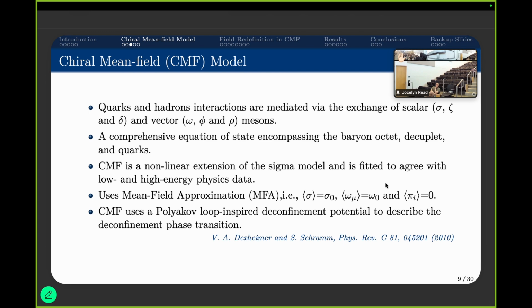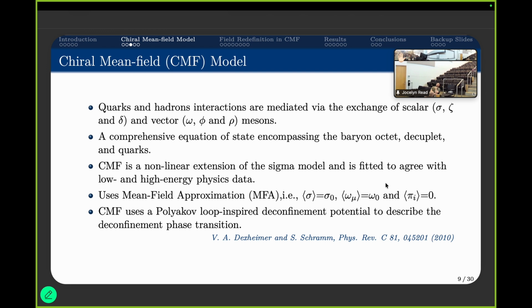And we have a comprehensive equation of state within the CMF, which treats the baryon octet, decuplet, and quarks as degrees of freedom. So CMF is a non-linear extension of the sigma model, and it is fitted to agree with low and high energy physics data, which is the constraint from lattice QCD and other experimental constraints. For simplification, it uses the mean field approximation, where the meson fields are treated as classical fields, and the pseudoscalar mesons don't have a source, therefore they do not contribute after this approximation.